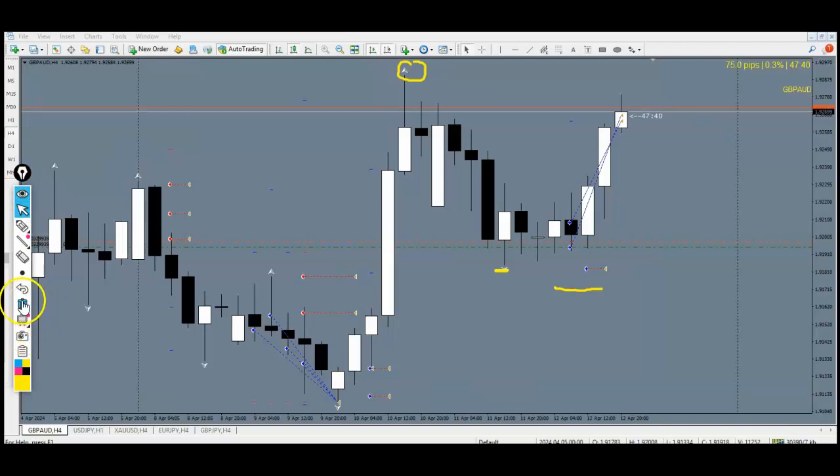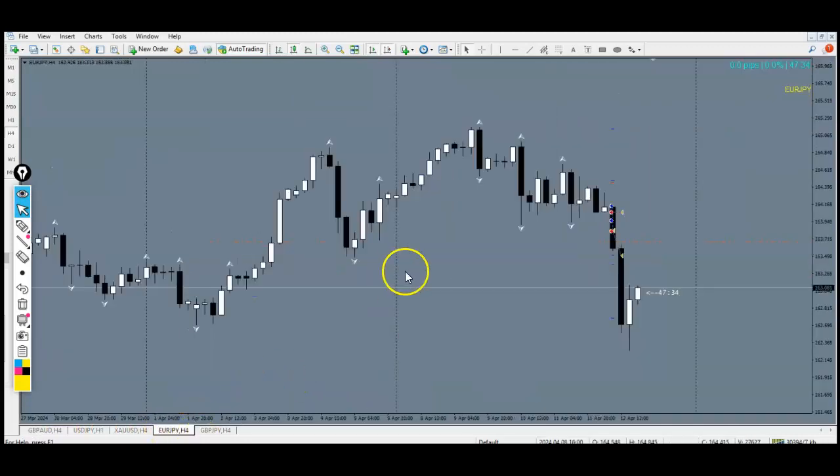Let's move very swiftly now to, okay, let's do euro yen. So on euro yen, I did not take a trade at all. I didn't get any fractal here. I did not get any fractal here.